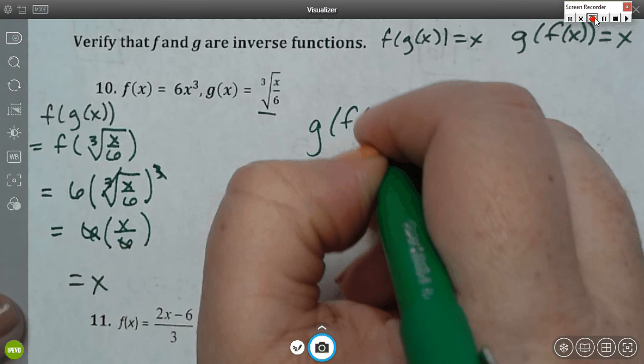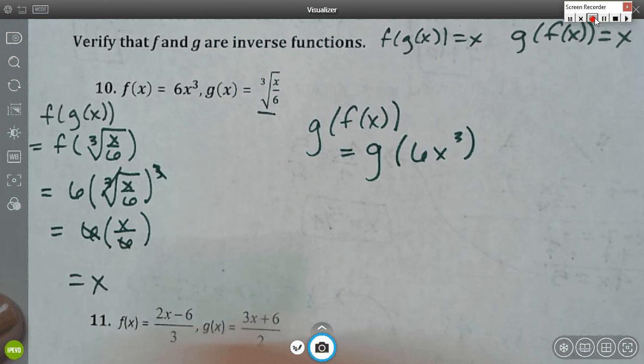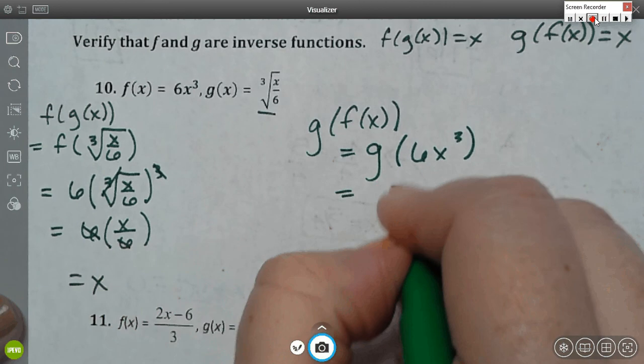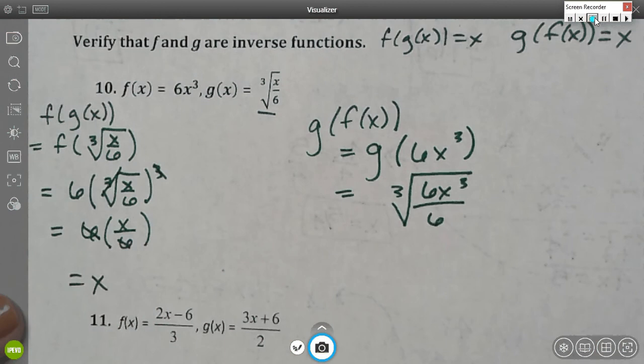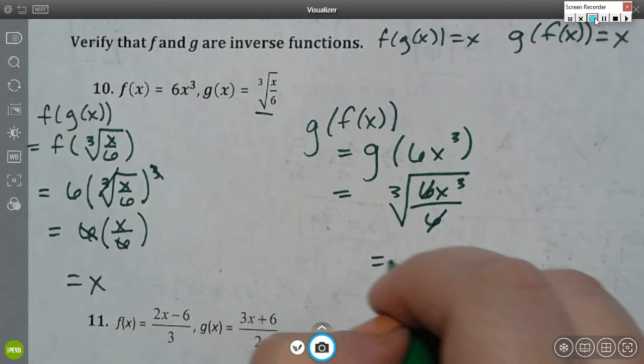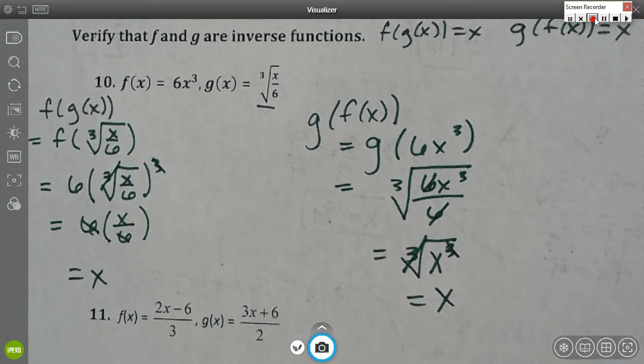Now I need to do g of f of x. So g of 6x to the third. So I have the cubed root of 6x to the third over 6. And I need to simplify down some, so I'll mark the 6's out. And now the cubed root and the cubed would just leave me with the x. Okay, so it does verify both forwards and backwards, so I have verified that f and g are in fact inverses. Let's move on to number 11.